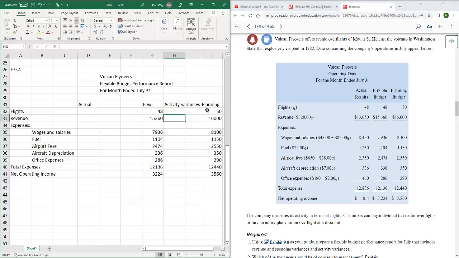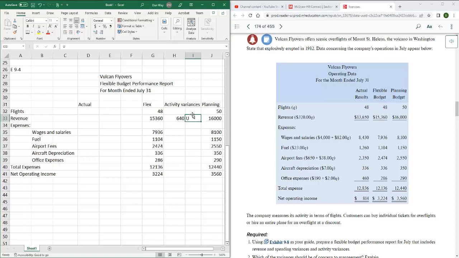So for revenue, we'll take the difference between the planning, $16,000, and the flex, $15,360. That's a difference of $640. This is a revenue item, so the flex is lower than the planning, we'd say that's unfavorable. We want to think about the effect on potential profitability when we make that determination. If it's a quote-unquote bad thing for profitability, then it's unfavorable. If it's a quote-unquote good thing for profitability, it's favorable.